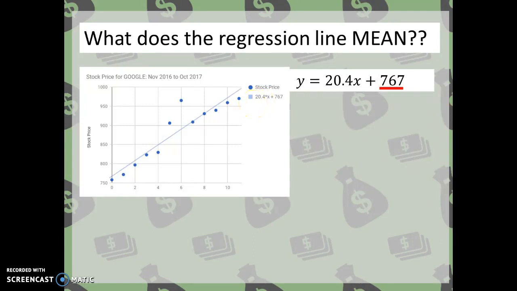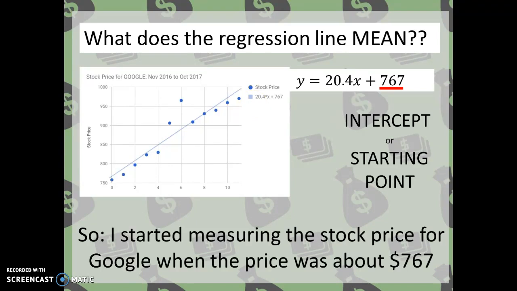Let's see, that number right there, 767, that is the intercept, or another way to think of it is the starting point. And what's that mean? It means I started measuring the stock price when the price was about 767. Now I'm using that word about. That's critical because, remember, this is not perfect. This is not an exact science. Regression lines, trend lines are not perfect.